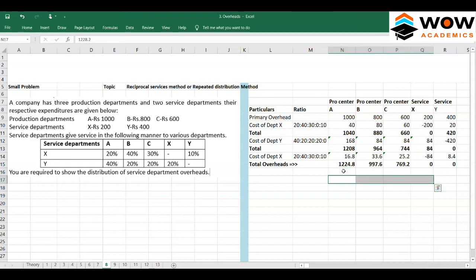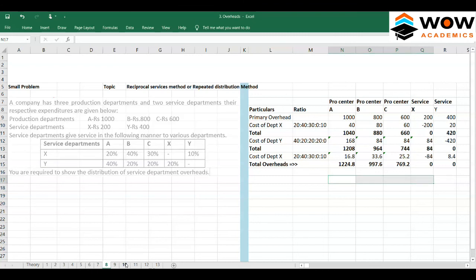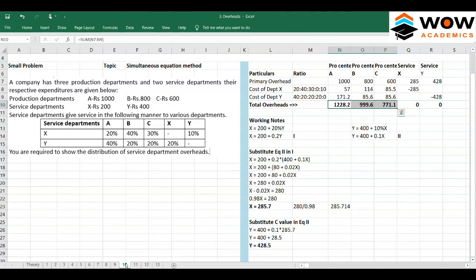So which one will give you the exact answer? Both will give you the exact answer. Repeated distribution method and simultaneous will give you the same answer. But for repeated distribution, you have to go till the single number. You have to keep on doing the repeated distribution method. For the simultaneous method, it directly gives you the answer. Okay, so that's about this sum. And usually simultaneous equation methods are very important. So ensure that you understand this problem.